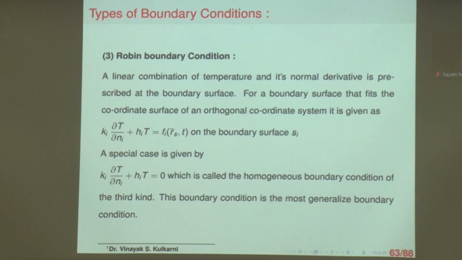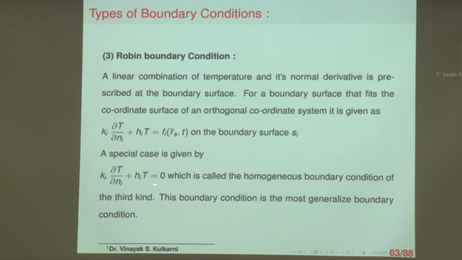And third is the Robin type boundary condition, or we can call it the third kind boundary condition. The third kind boundary condition is a linear combination of the first two. What is first? First is simply temperature prescribed. Second is rate of change of temperature. And third is a linear combination. Here of course I will have to take some constants ki and hi over here. So this linear combination equals an unknown function of position and time. So this is known as the third kind boundary condition.